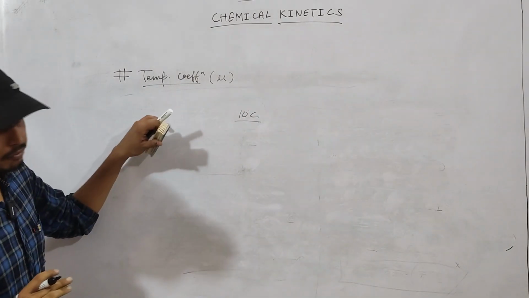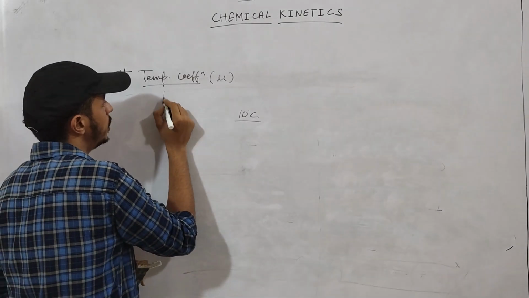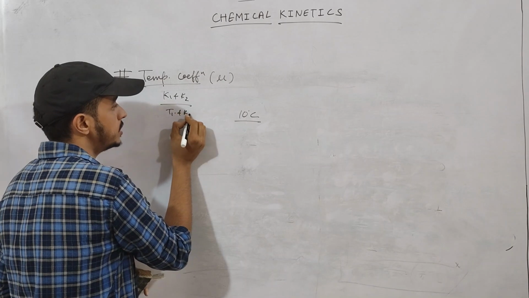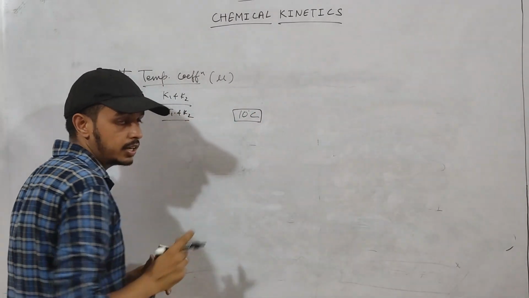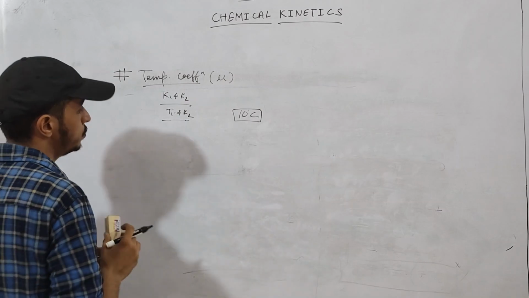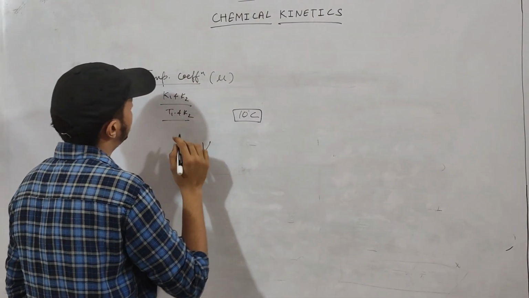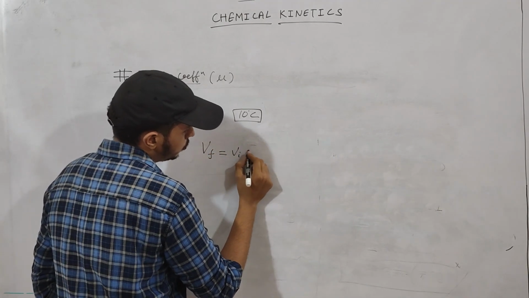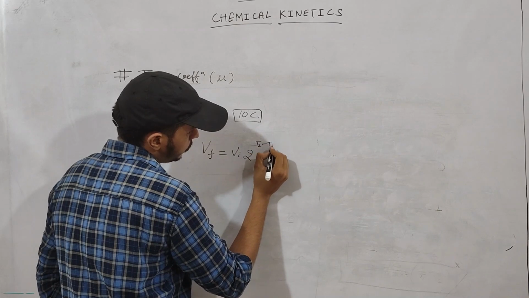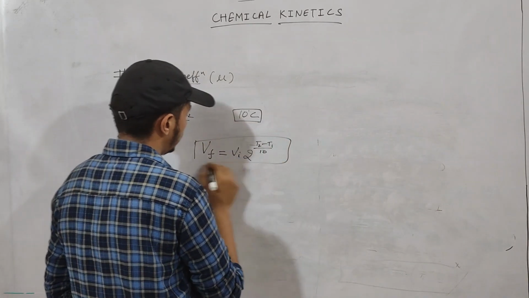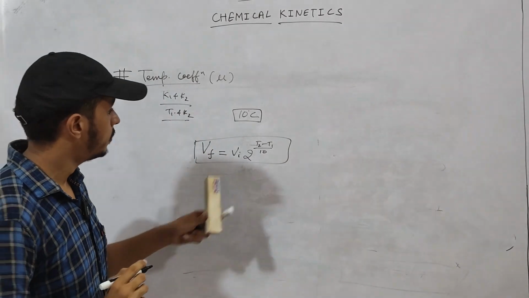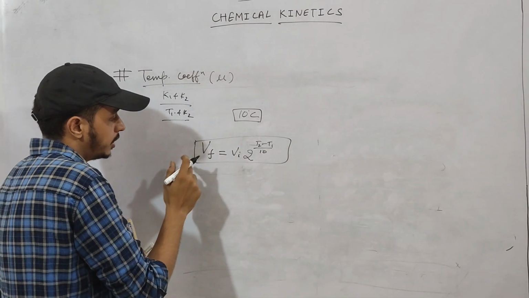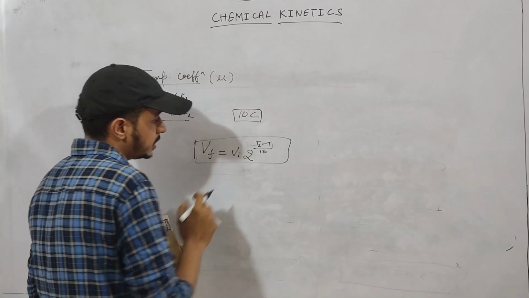So I repeat the definition again. It is the ratio of two rate constants k1 and k2, let's say, at two different temperatures T1 and T2, which have a difference of 10 degrees Celsius. So this formula will be used: Vf is equals to Vi, V initial, times mu to the power (T2 minus T1) upon 10. So this is the formula for deriving the temperature coefficient. By putting the values of T2 and T1, we can get the final result. This is the rate of reaction at final, and this is the rate of reaction at initial.